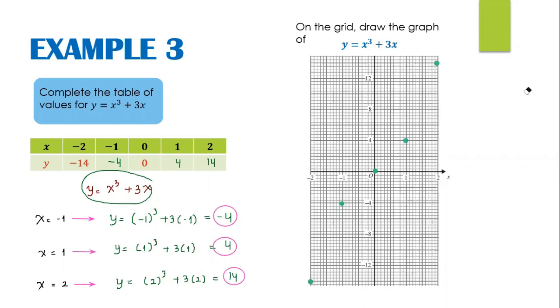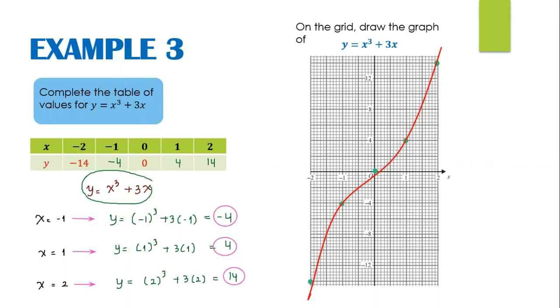Is it clear to you, everyone? How to complete the table and how to sketch the graph on the grid? Very good. Now we're going to sketch the graph. By taking the information from the table, now we're going to plot the data on the grid. So this is the sketch on the grid. This is the sketch of the function y equals x cubed plus 3x. Very easy, right, everyone?